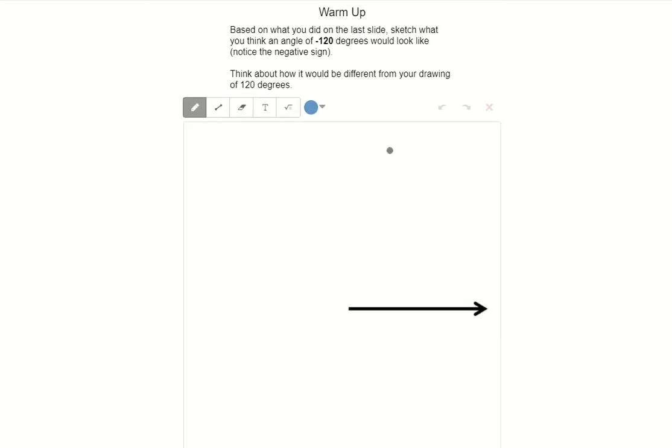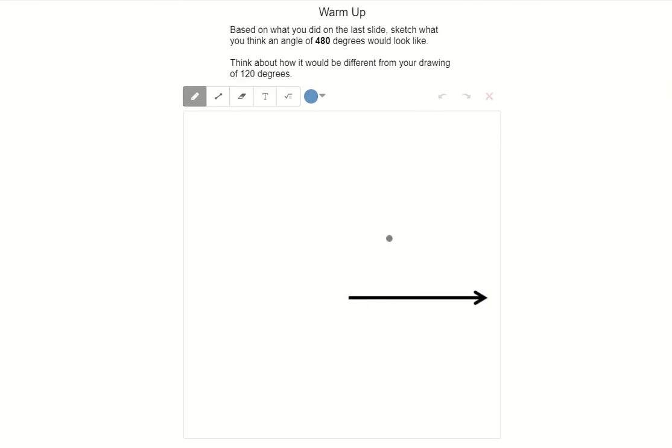Negative 120, the only difference with negative angles is you go downward, or I should say you go clockwise around the origin rather than counterclockwise, which is what we normally do. In other words, you start by going down instead of up. So we're going to have the same situation. We're going to end up with an angle that's about a third of the way towards negative 180.